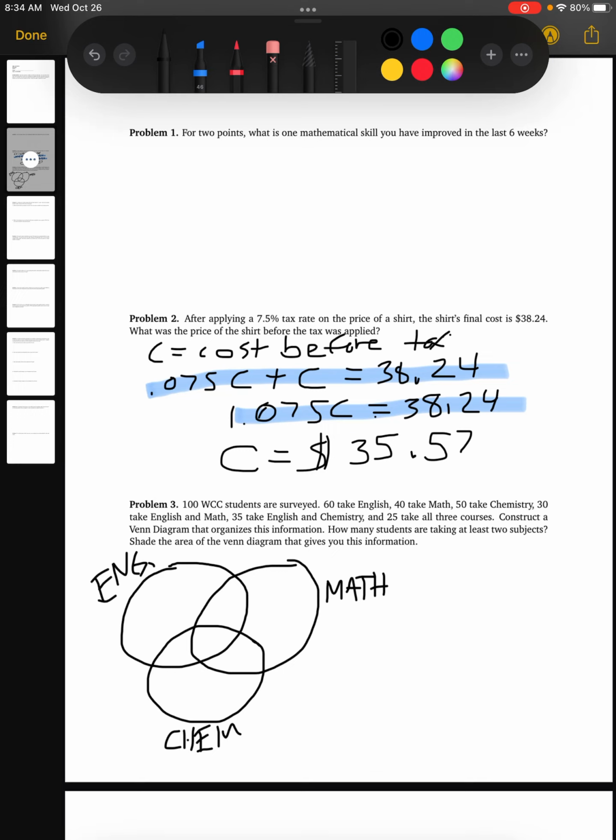So most of us nailed the first thing, which is that if 25 students take all 3 courses, that's this spot here in the center. We're going to fill that in with a 25. So now let's work backwards from that.